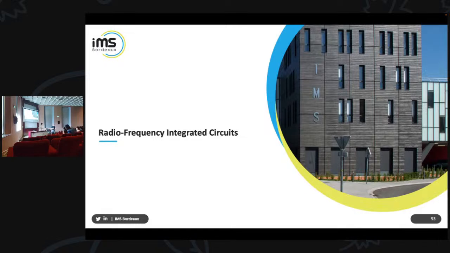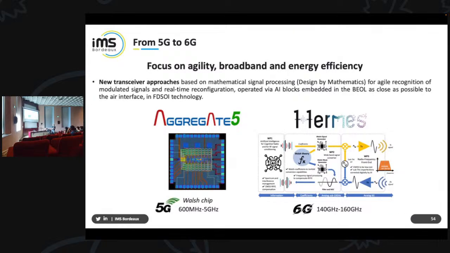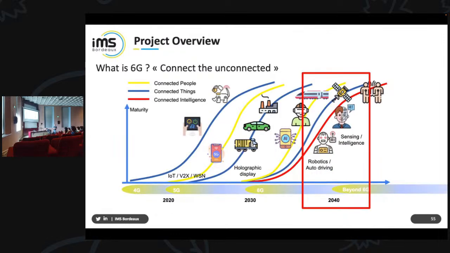So how do we make it? We have the radio frequency integrated circuit, as I said. I'm going to talk today about our project, the one on the right, about Hermes 6G. But before Hermes, we had another project, which is called Aggregate 5 for 5G. And we combine that here at IMS Lab to prepare the next generation of communication circuits. And this is where we assemble several technologies.